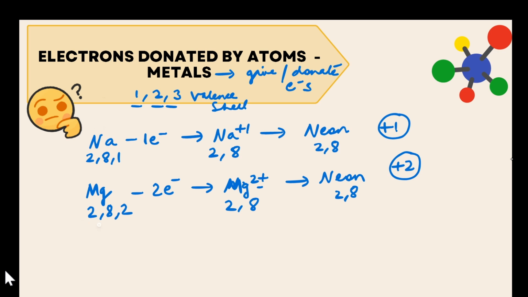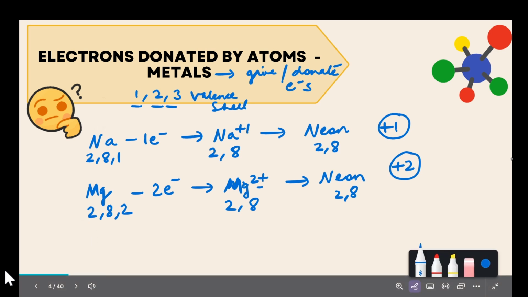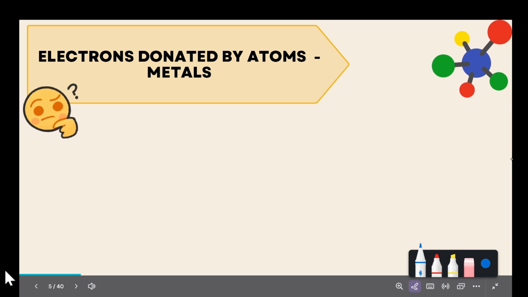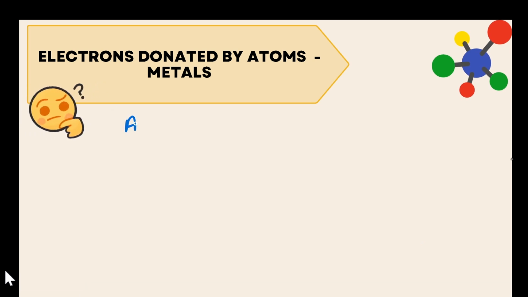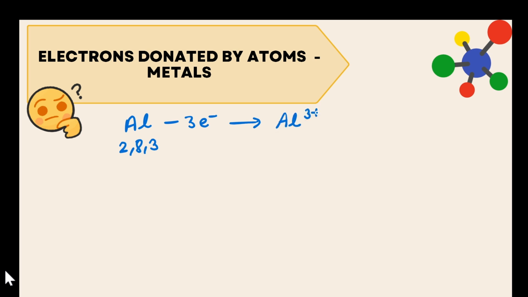And lastly, we will take the example of aluminium. Now aluminium, its configuration is 2,8,3. It will give away 3 electrons, and because it is giving away 3 electrons, its valency will be 3+, and its configuration will again be closest to the nearest noble gas, that is neon. Neon has 2,8 electrons and the valency of aluminium will be +3.